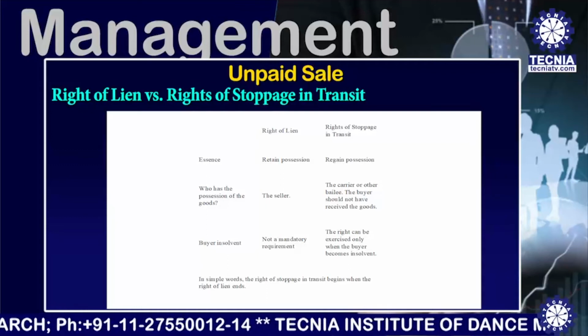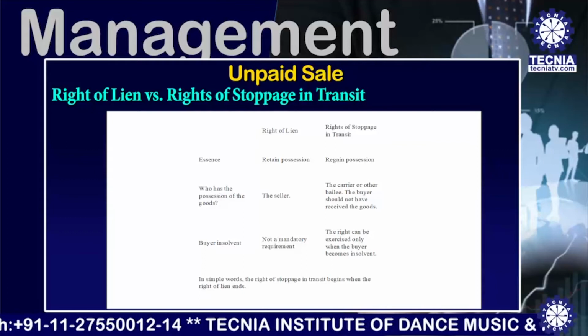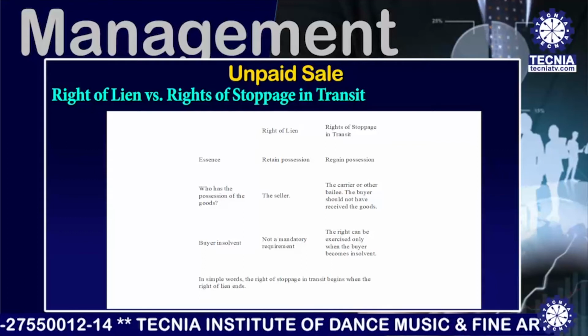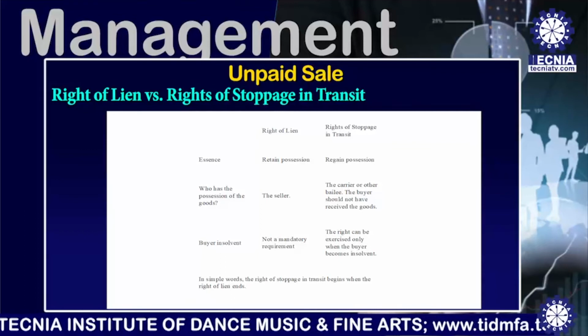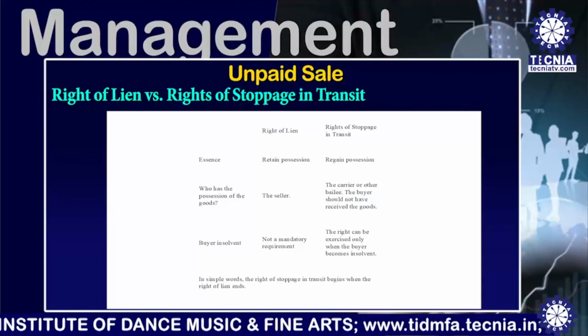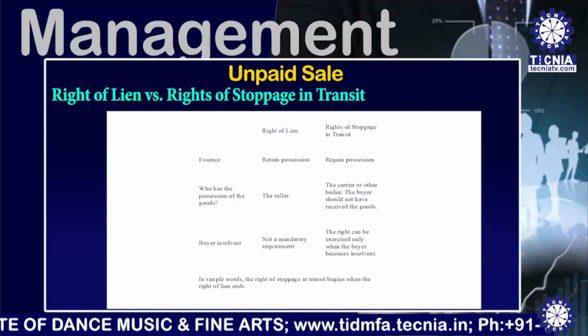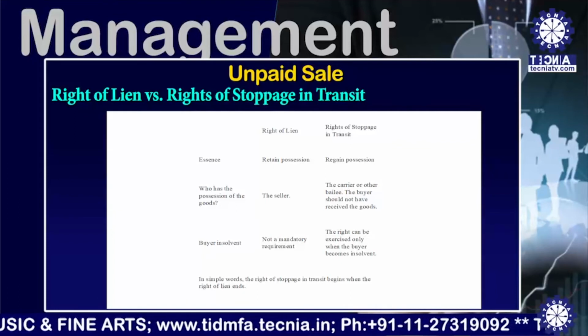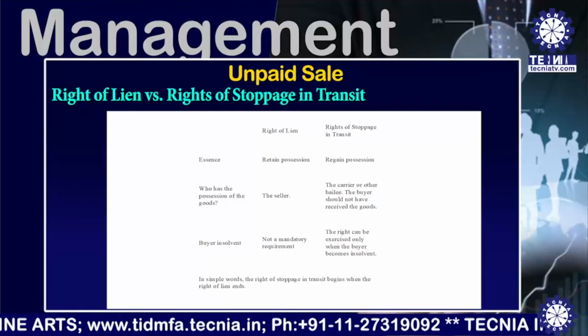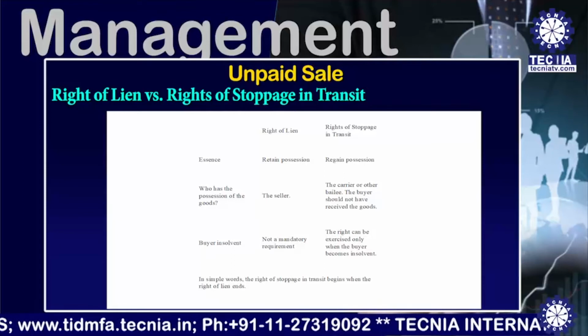In the right of stoppage in transit, he regained the possession. Number 2, who has the possession of the goods? Obviously, the seller, and next, the carrier or the bailee. The buyer should not have received the goods. Number 3, main point, buyer insolvent. Not at all a compulsory requirement.